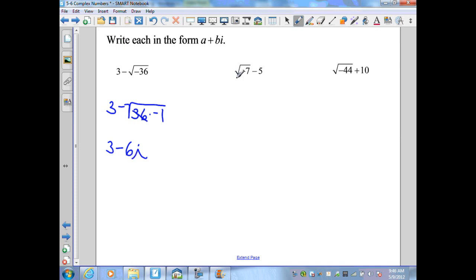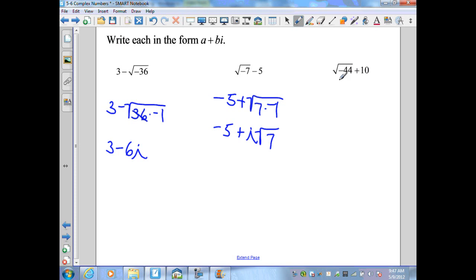Here I have the square root of negative 7 minus 5. It's not in that order, so I can rearrange it. My 5 is negative. My square root of negative 7 is positive. And I'll break this into the product of its factors. 7 times negative 1. Bring down my negative 5 plus the square root of negative 1 is i. And 7 still in my radical. Negative 5 plus i square root of 7.